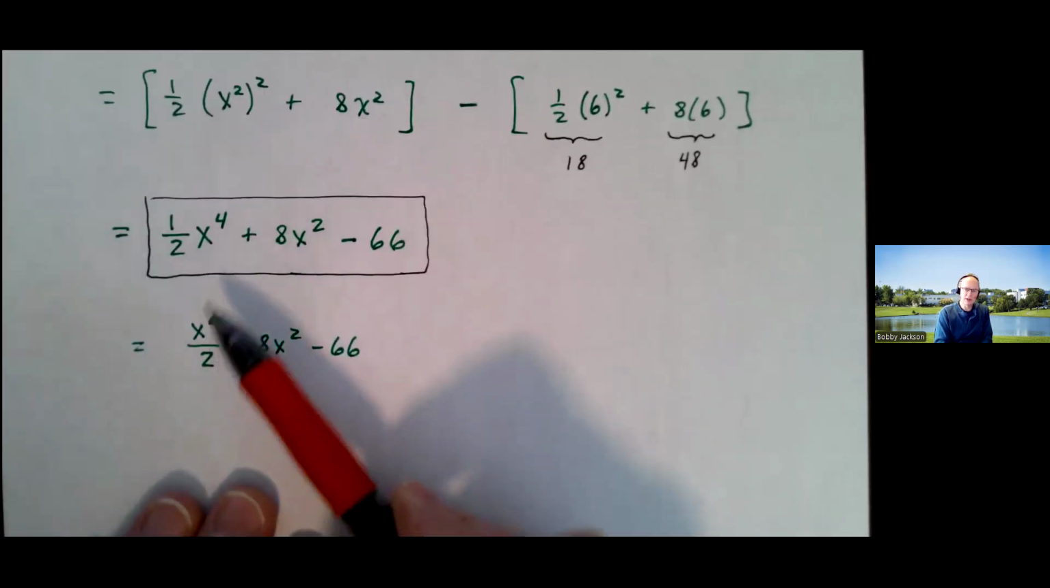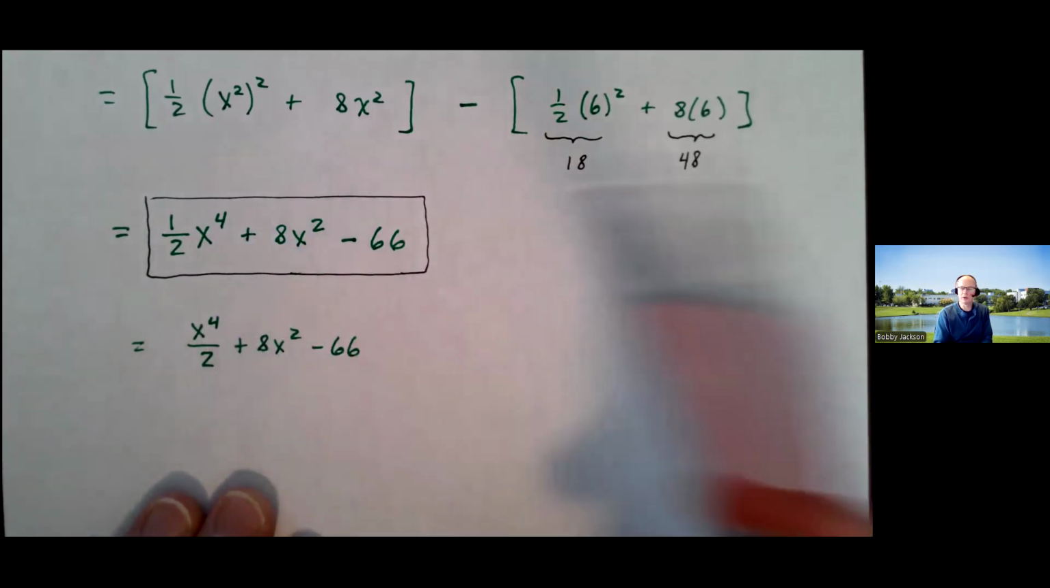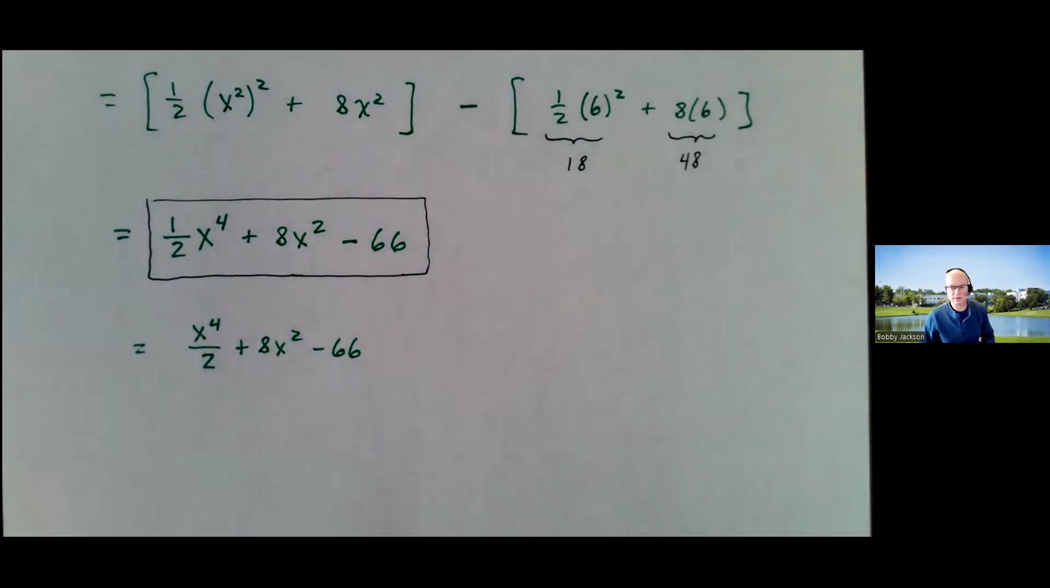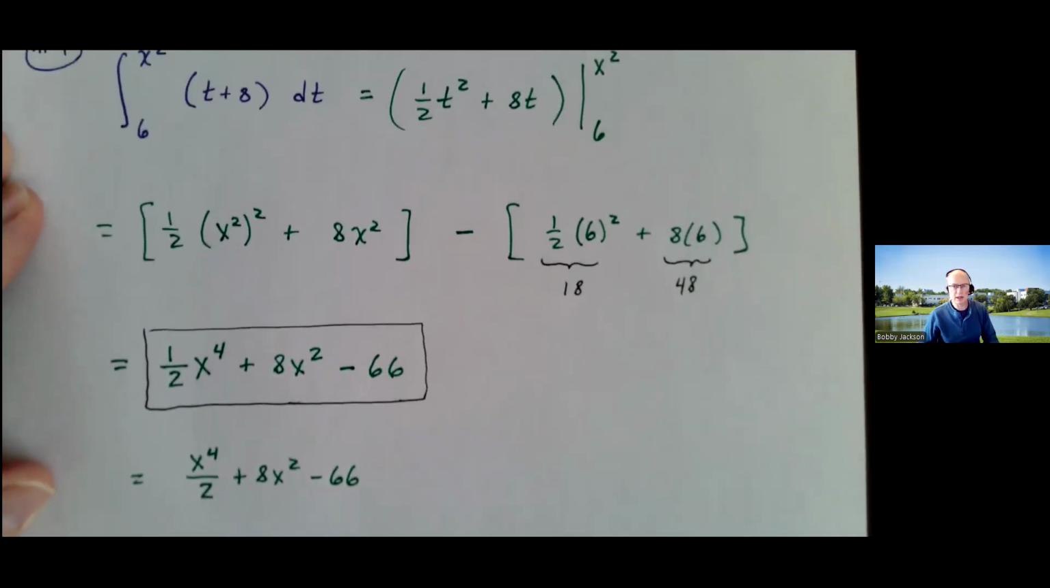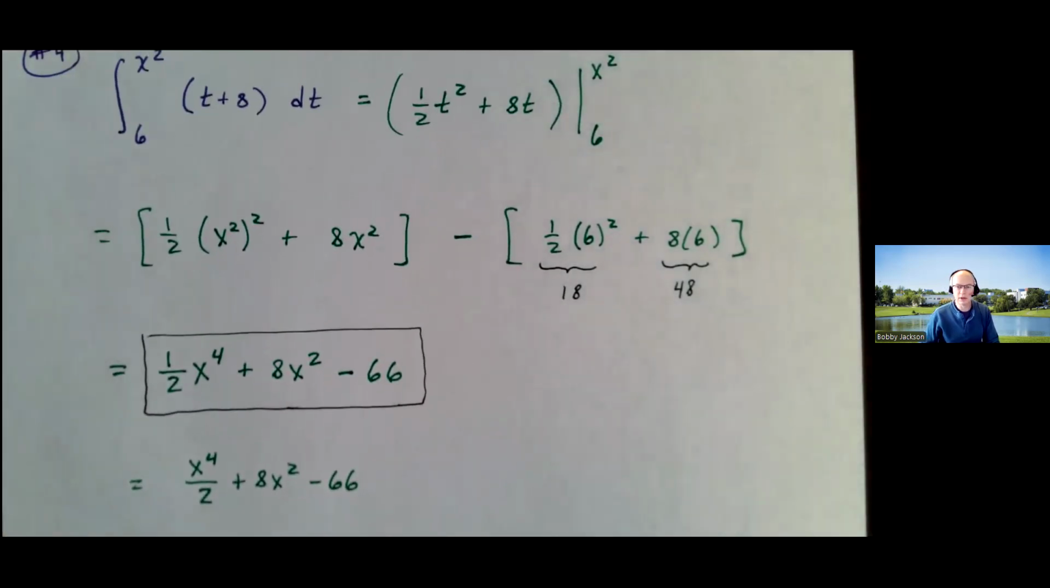I think I looked in Achieve and they wrote 1/2 x to the 4th as x to the 4th divided by 2. Either one is fine. There is the formula for the function that is represented by this integral in this one. So numbers 3 and 4, hope this is helpful.